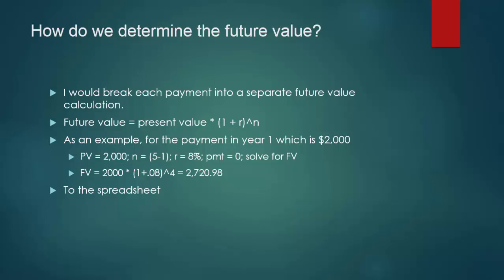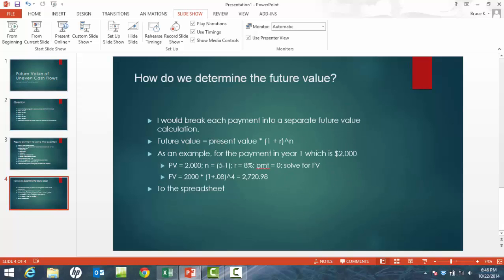The interest rate, or R, is 8%. There's no payment involved between this cash flow of 2,000 and the future value at the end of year 5. Remember, we already said we're going to calculate each individual cash flow as a separate future value problem. So payment equals 0. So now all we need to do is solve for the future value. And the future value in this case is 2,000 times 1 plus 0.08 to the fourth power, or 2,720.98. So let's go to a spreadsheet and actually do the calculation.